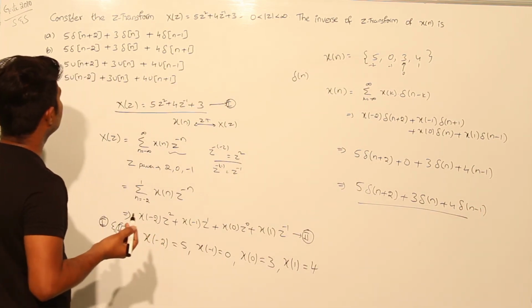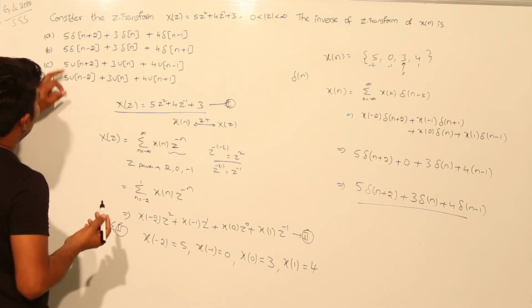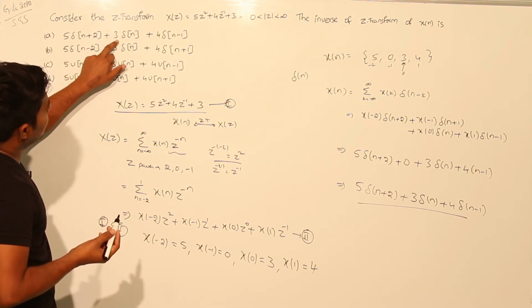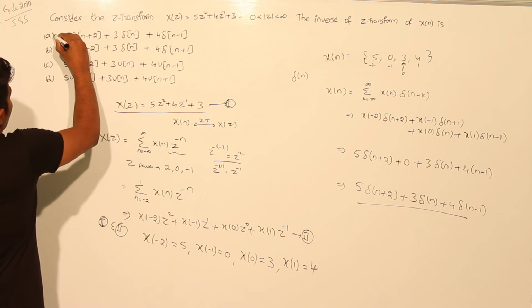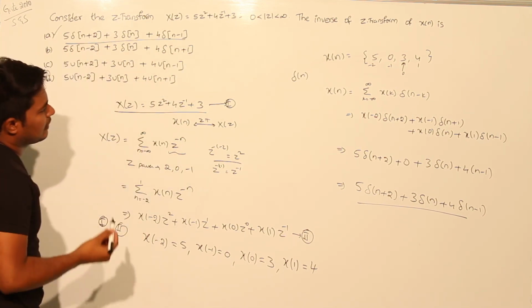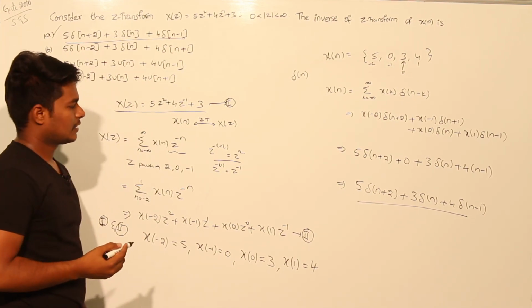If you observe the options, it is 5 del of n plus 2, 3 del of n, 4 del of n minus 1. Option A is the correct answer for this question. Okay, thank you.